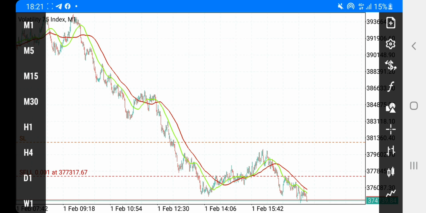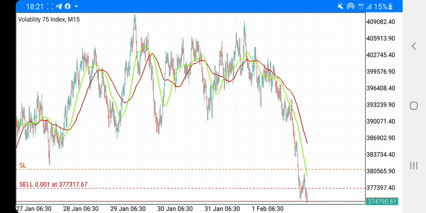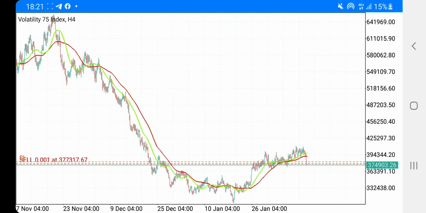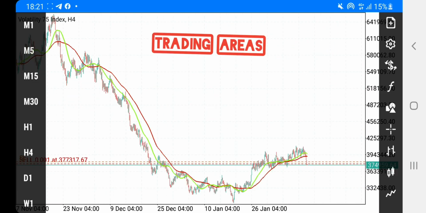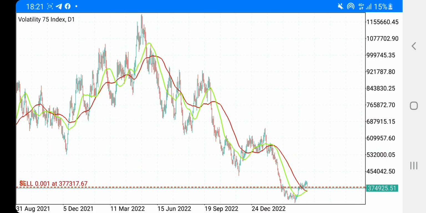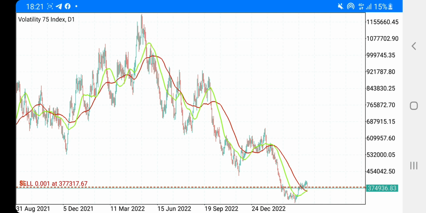Okay, ladies and gentlemen, in today's video, we're going to take a look at the different ways that you can identify powerful trading areas. There are several ways to identify potential trading areas on the financial market or the foreign exchange market. Number one is trend lines. This is where you draw on a price chart, and this can help you identify potential areas of support and resistance.